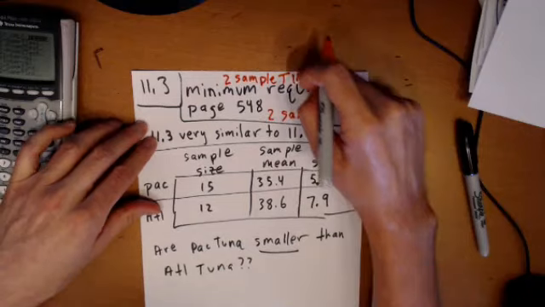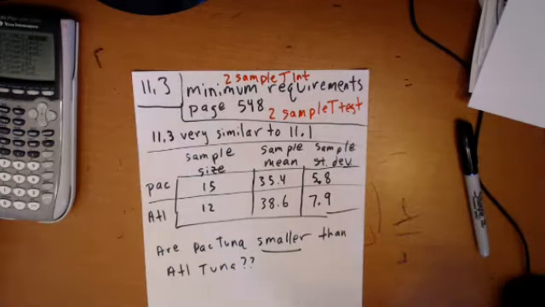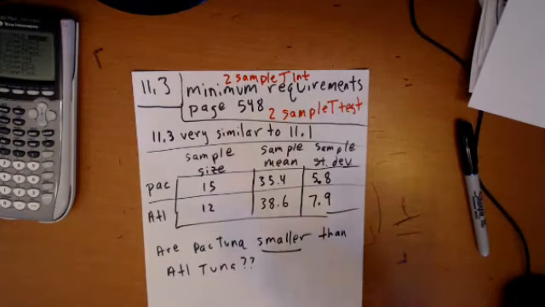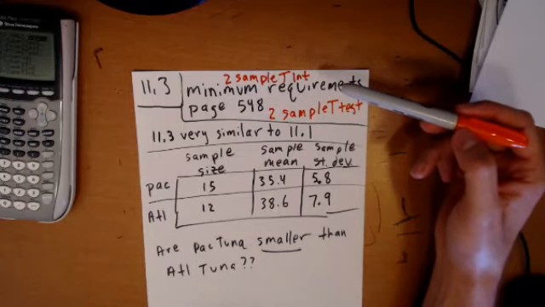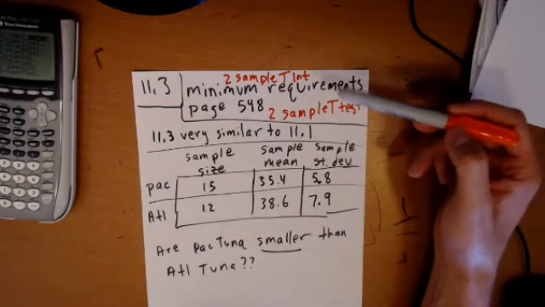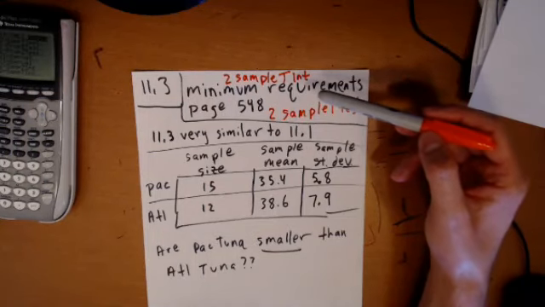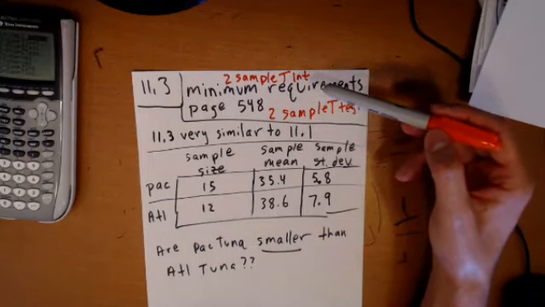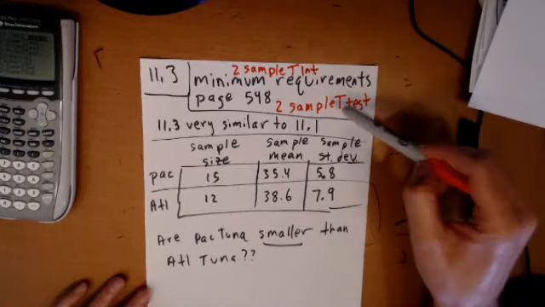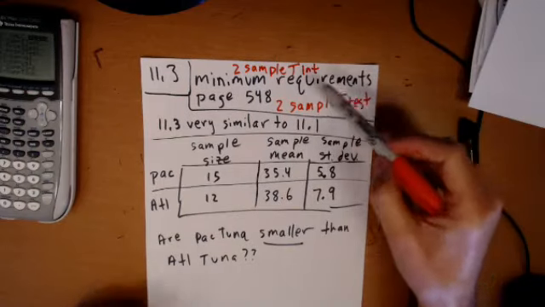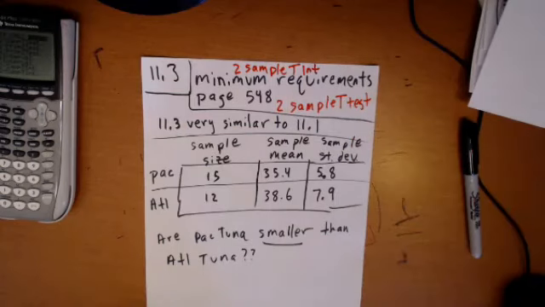Of course, in order to technically use them, the minimum requirements must be met. If you go to page 548, it goes through the minimum requirements. The samples are obtained using simple random sample or through a completely randomized experiment with two levels of treatment. The samples are independent, and the populations from which the samples are drawn are normally distributed, or the sample sizes are greater than 30. I usually just quickly say something like assume the populations are normally distributed, so that I don't even have to worry about that.